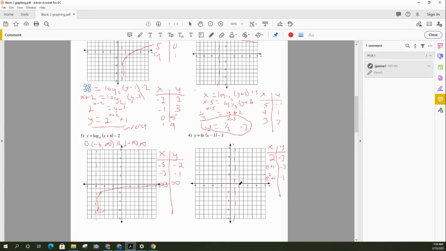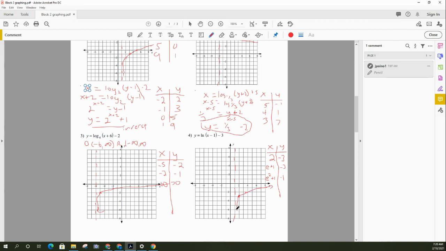Okay, so we plot our points: 2, -3. All right, 3 point something, -2. And then 8 point something, -1. Right around there. And now we can sketch our graph.